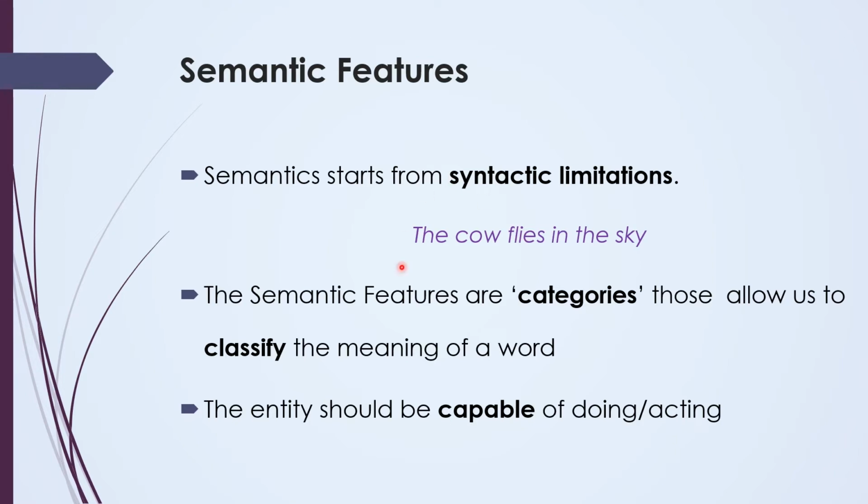And under semantics, we are solving that limitation, because the semantic features are categories. Those allow us to classify the meaning of a word. So whenever we are referring to the meaning of a word, we will be trying to understand this. There will be categories which will classify the meaning of a word, and those meanings will have the ability to do or to act.